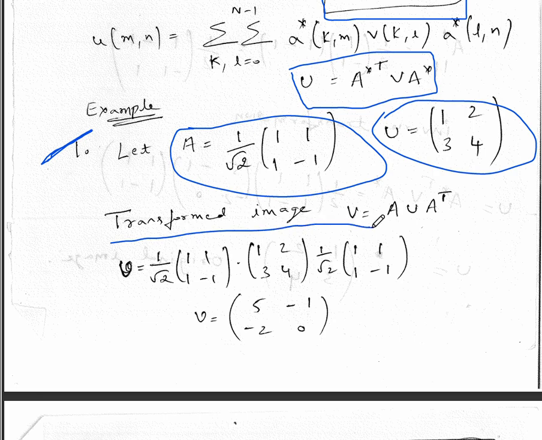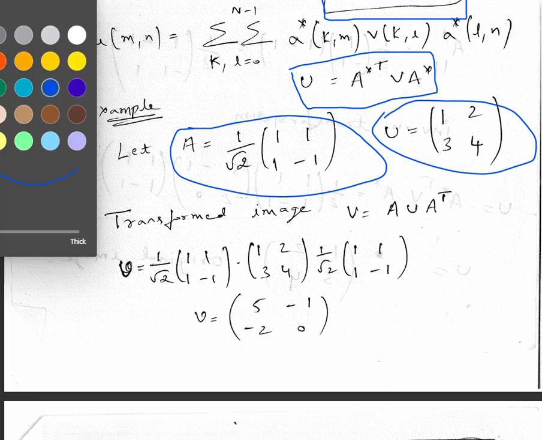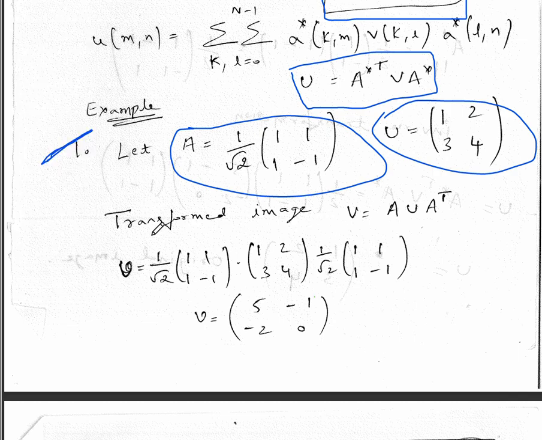So first, to find the transformed image, we have to consider the equation V equals A U A transpose. Remember and keep in mind that the order of the variables should not change because we are multiplying term by term. So first we'll consider A into U into A transpose. Write down the values. A is 1 by root 2 of [1 1; 1 −1] multiplied by U, that is [1 3; 2 4]. Next it's multiplied by the transpose.